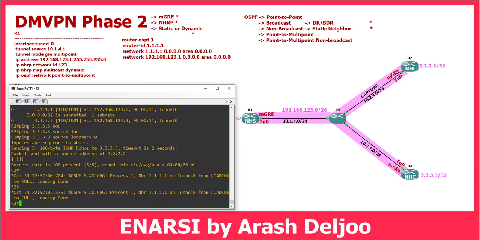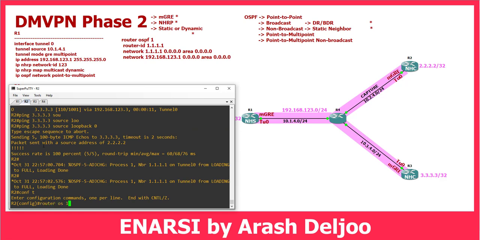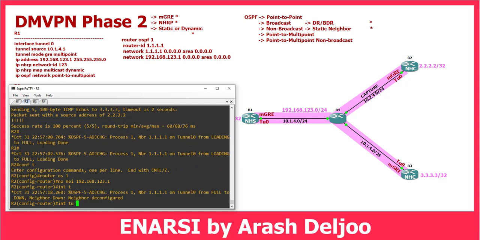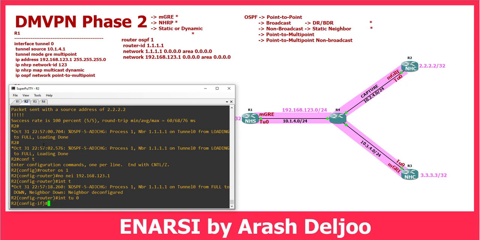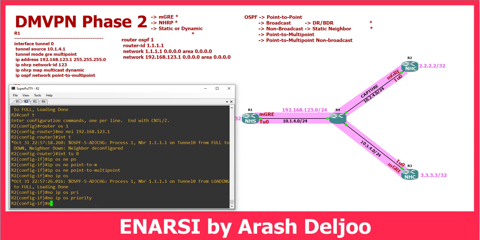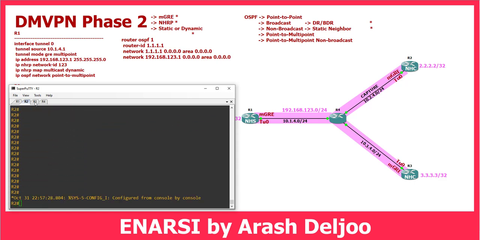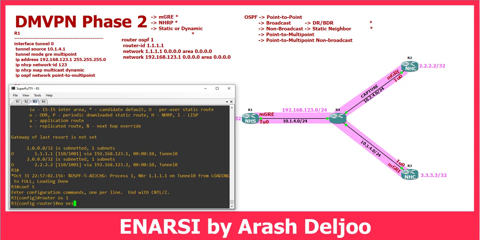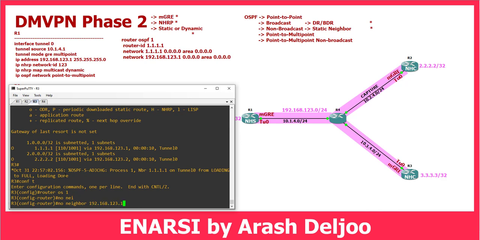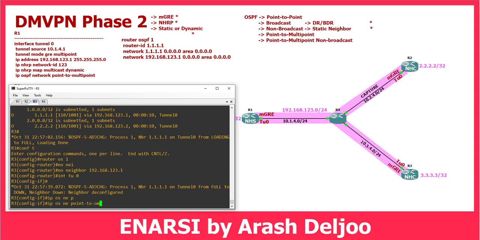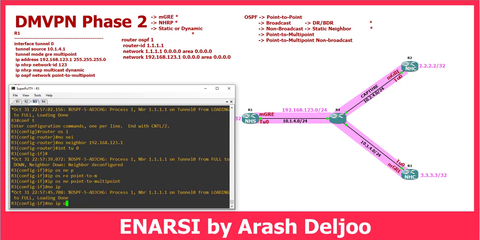Then R2. First, under router OSPF 1, we should remove the neighbor statement, no neighbor 192.168.123.1. Then interface tunnel 0, IP OSPF network point to multipoint, and no IP OSPF priority. That's it. In router 3 also, router OSPF 1, no neighbor 192.168.123.1, interface tunnel 0, IP OSPF network point to multipoint, and no IP OSPF priority.